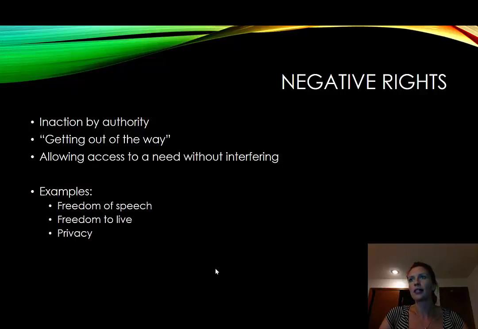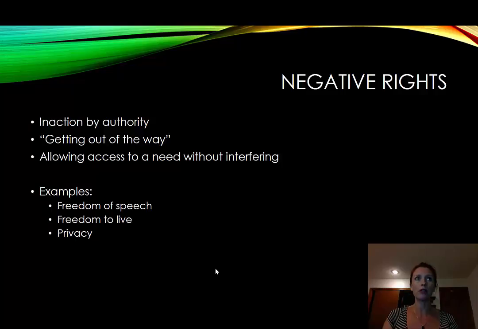But that can also apply, and here's where it gets a little sticky with negative rights. All of these rights can also apply to your fellow citizens. So the bar for negative rights needs to expand a little bit to the point where we acknowledge that the political authority that exists protects our negative rights from other citizens by potentially getting involved.